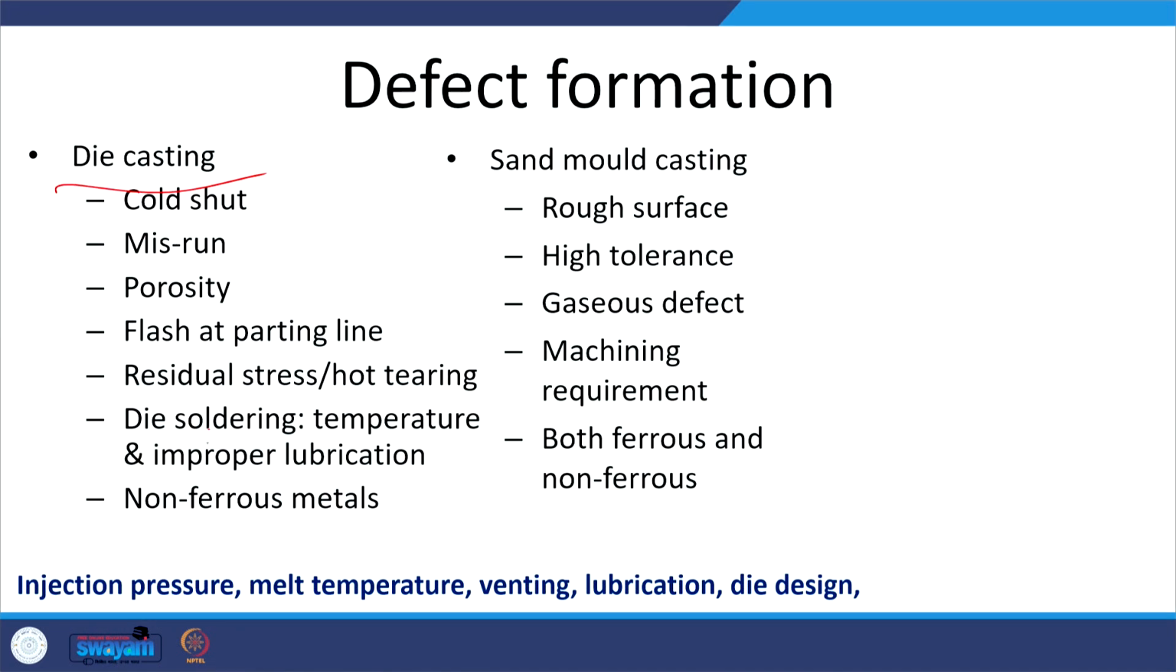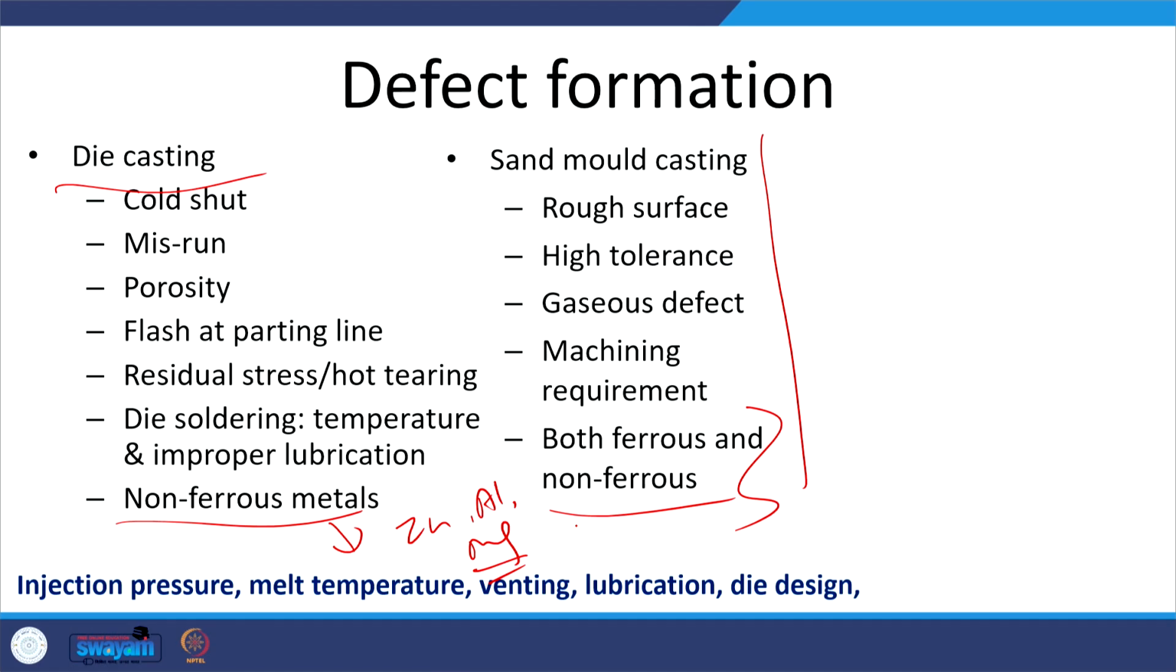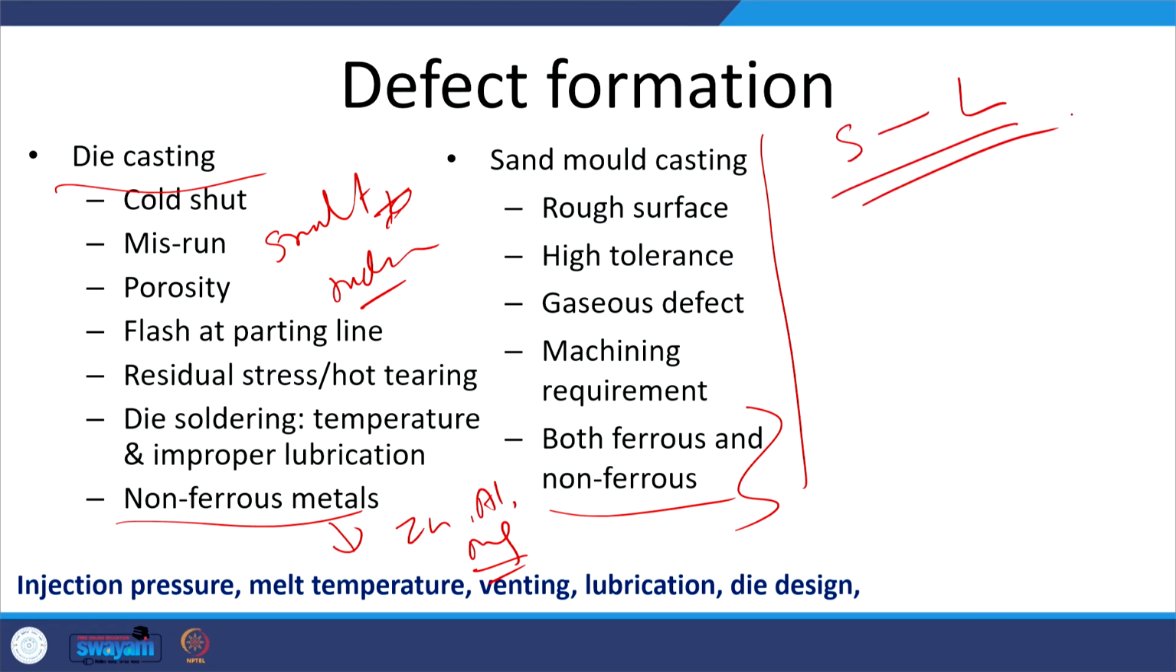Die casting is particularly preferred for relatively low melting temperature metals like zinc, aluminum and magnesium, while sand mold casting is preferred for both ferrous and non-ferrous metals, and for large to small size castings. So, die casting is mainly for small to medium size castings, okay. But sand mold casting can be used for both, from small to very large size castings, okay.